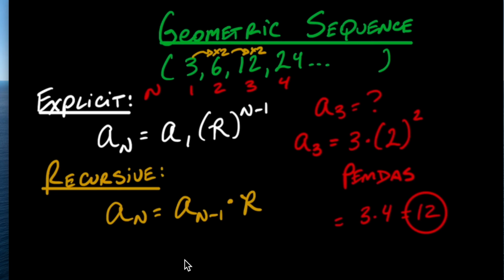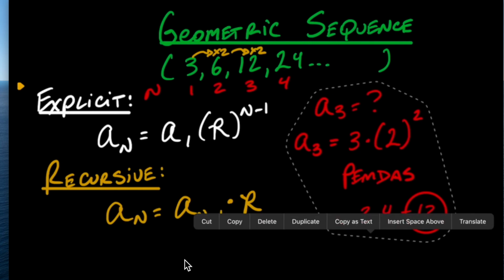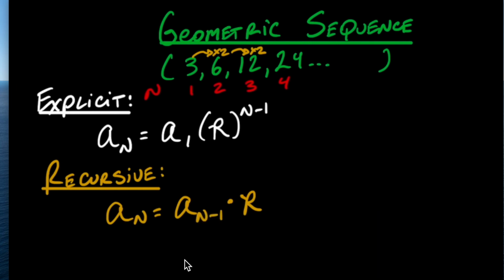Okay, what if we want to find something that's not on the screen? What if we want to find a sub 5? We don't have that on our list up here. A sub 5 means what is the value at position 5? So what would be this value? What would be that question mark right there? Okay, how do we find that?